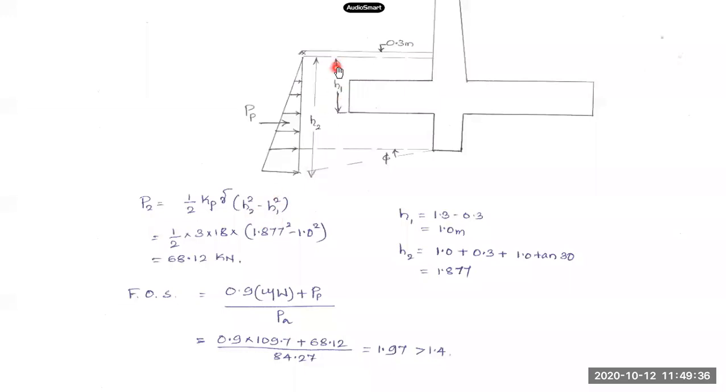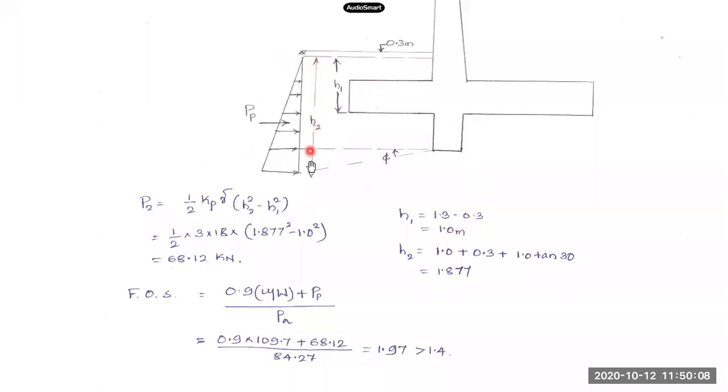H1 and H2 are the depths over here. H1 is the depth up to the bottom of the base slab, neglecting the top 30 centimeter or 0.3 meter of soil, which is loose soil and has no effect on this soil pressure distribution. So we have neglected that. So this is H1. In our case, it comes out to 1.3, the depth of foundation, minus 0.3 for the top loose soil. So H1 is 1 meter.